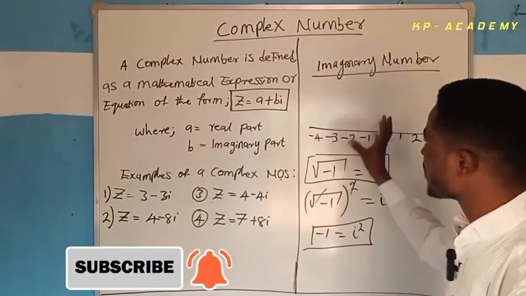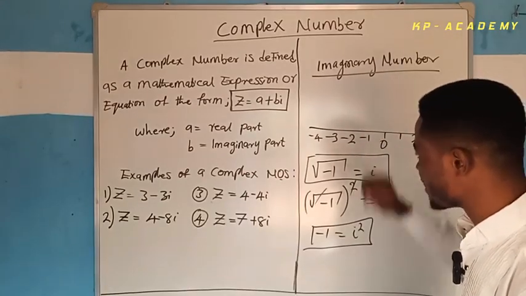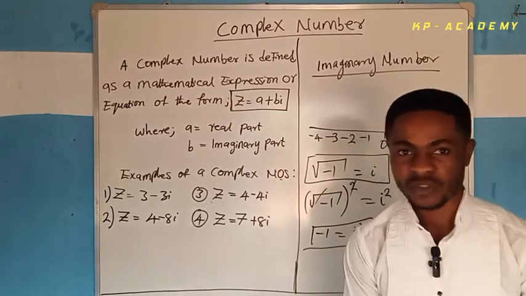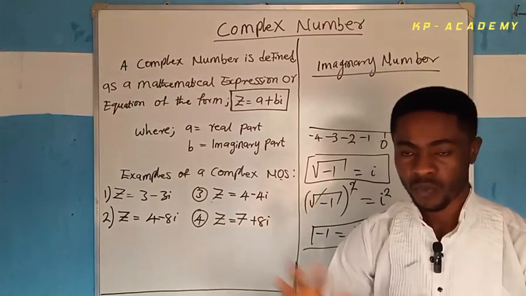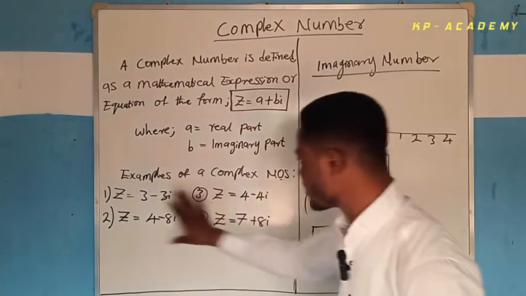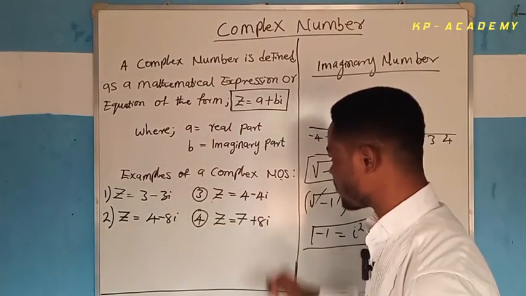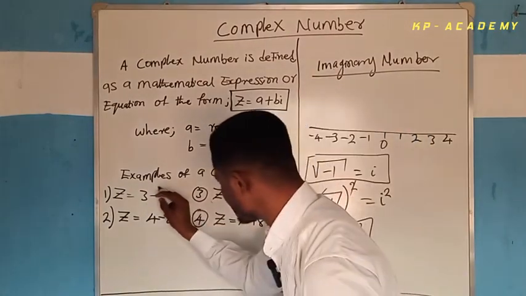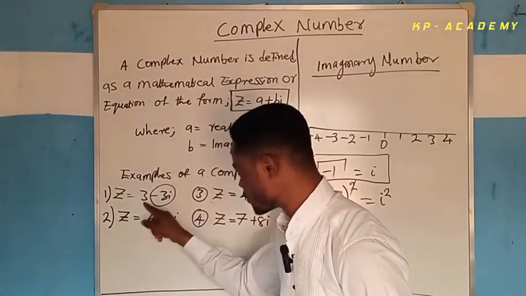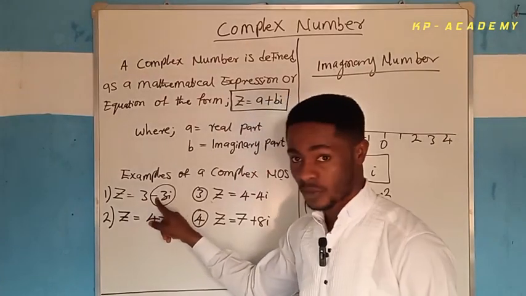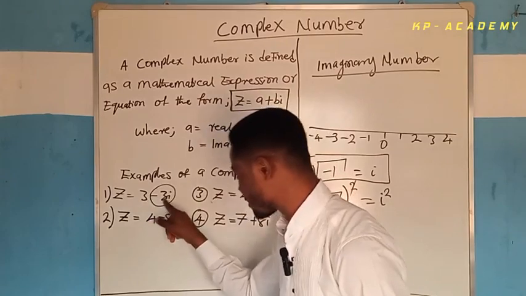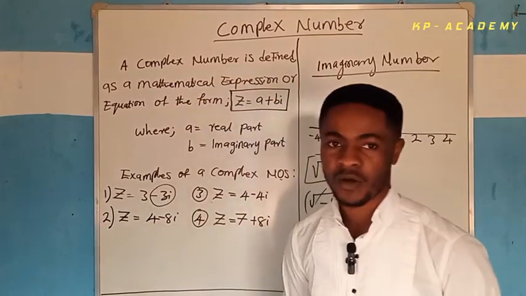Now, for us to derive a complex number from an imaginary number: whenever an imaginary number is attached to a real number, either by addition or subtraction, the outcome will be a complex number. For instance, we have these examples of a complex number. You can comfortably see that this minus 3i is an imaginary number. It is attached to this real number 3 by means of subtraction, and therefore this attachment has resulted in the whole of 3 minus 3i being a complex number.